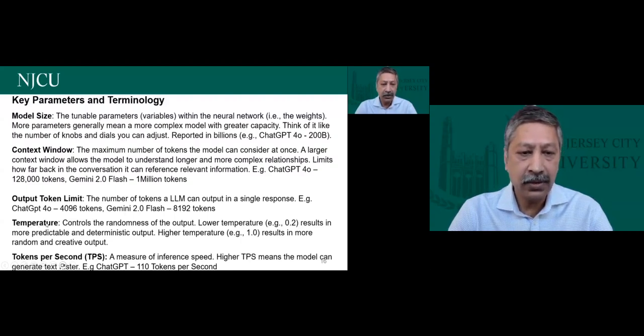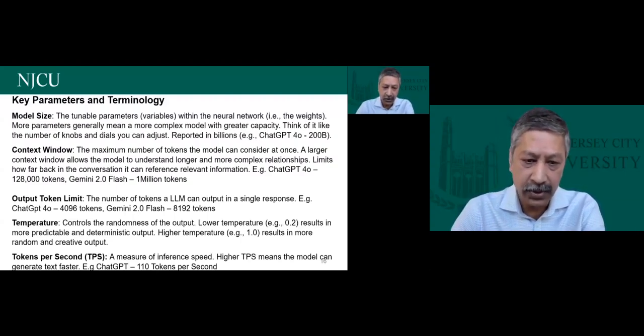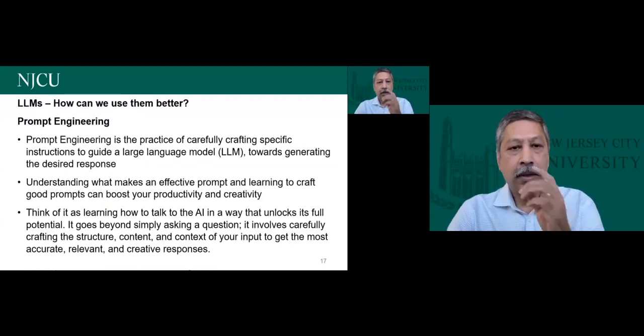Another parameter is called temperature, and this controls the randomness of the output. If you have a lower temperature, then the output is more predictable and deterministic. If you have a higher temperature, the results are more random. And then the last one is tokens per second, which is how fast the model can produce the output. Right?